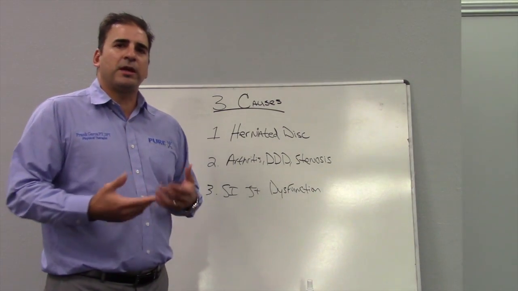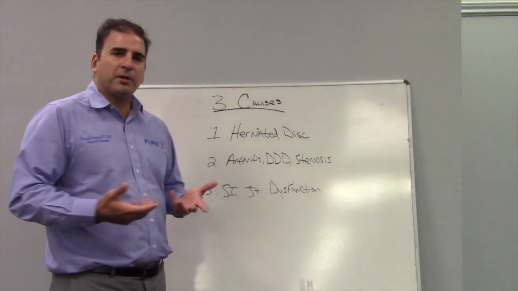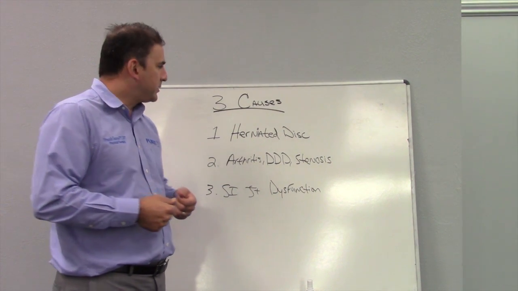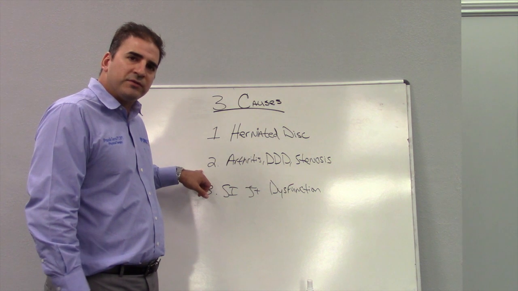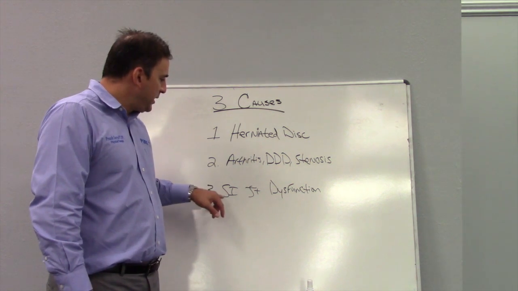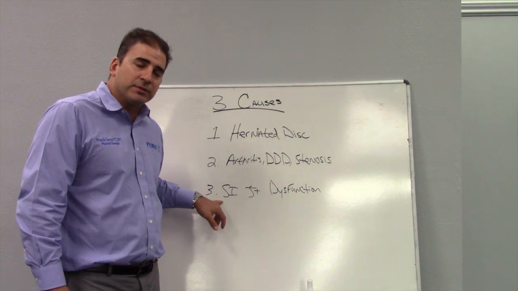So again, just to recap what we've talked about, three common causes of low back pain or sciatica: one, herniated disc; two, arthritis, degenerative disc disease, or stenosis; and three, an SI joint dysfunction.